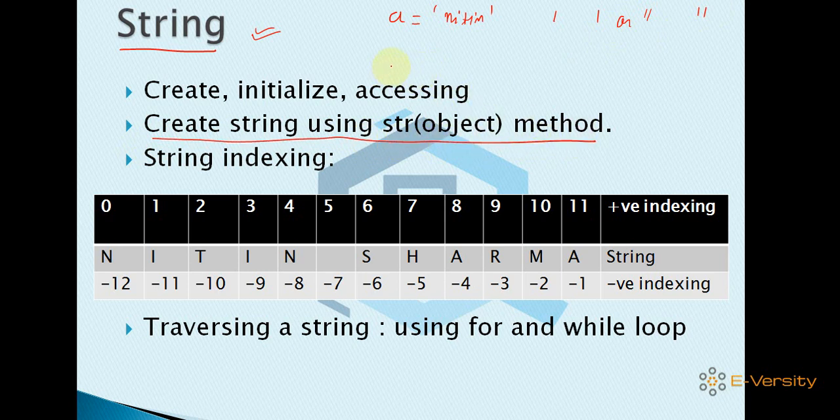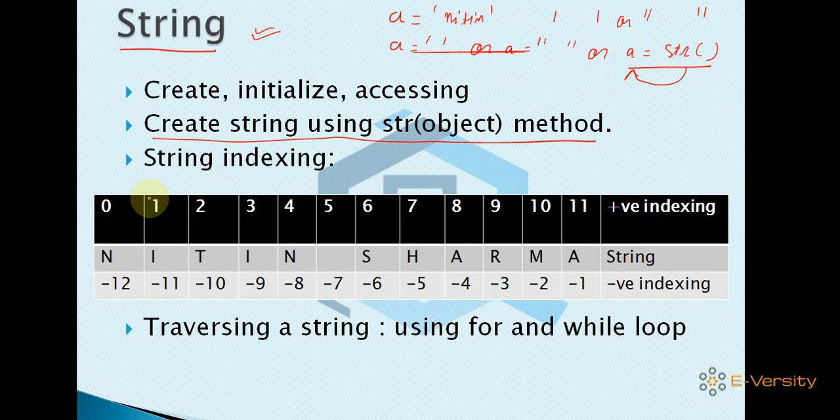Another way you can create a string is by using the str method. If you want to create a blank string, you can write a is equal to single quotes or double quotes, or the other method is a is equal to str, a function. By using this function, a is a variable whose type is string. So you can store string type data here.